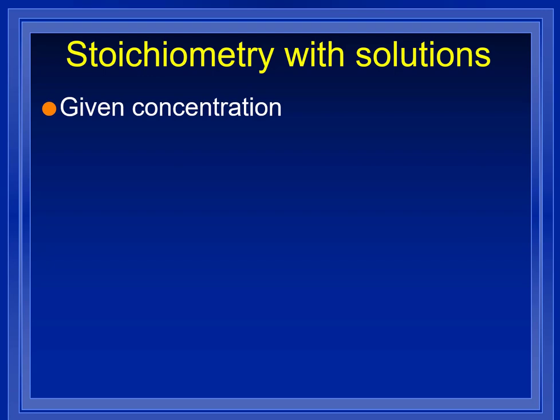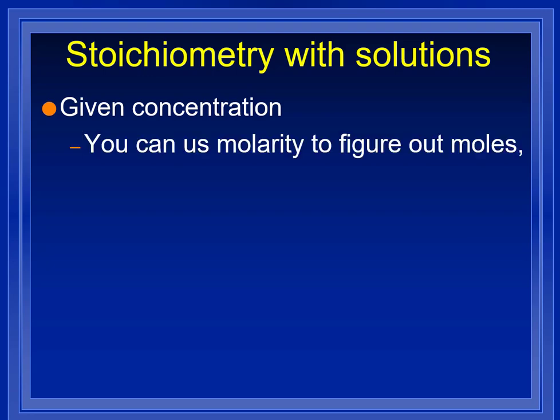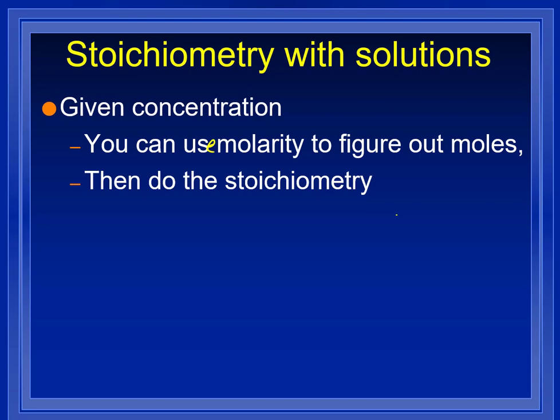So if I'm given concentration, you can use molarity to figure out moles. That concentration is going to be in molarity, and you can use that to figure out moles. And then once you have moles of that chemical, you're ready to do stoichiometry. We started quite a few of our problems with moles at the beginning. So in essence, this is just like what we do with ideal gases and stoichiometry.